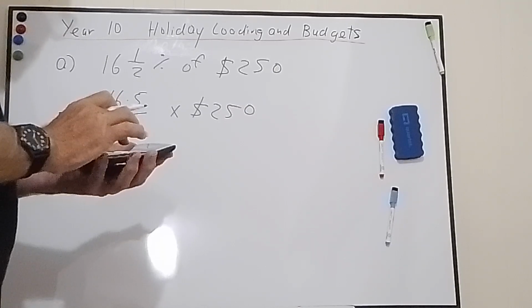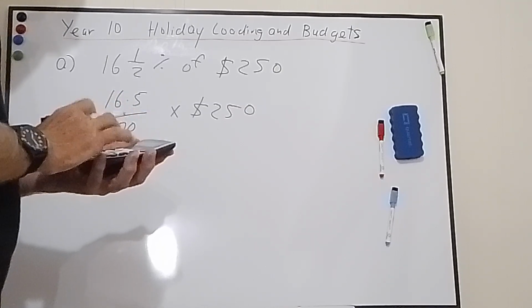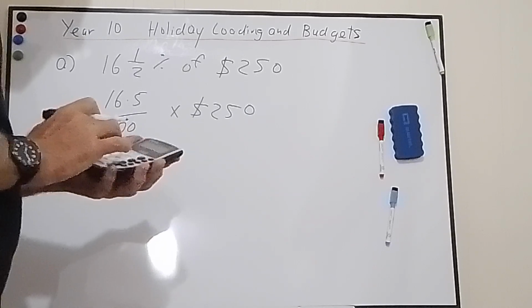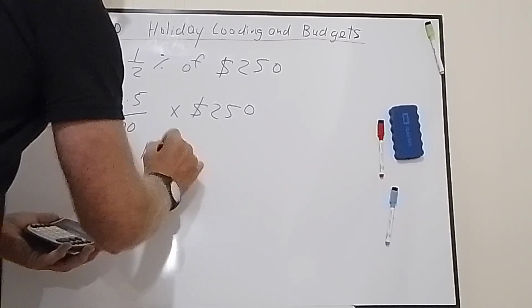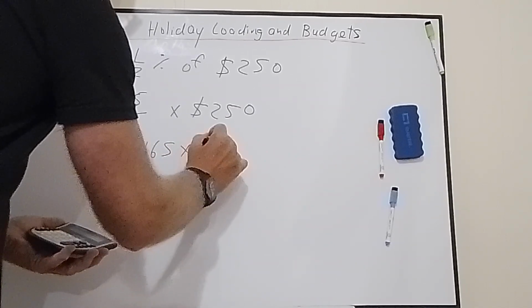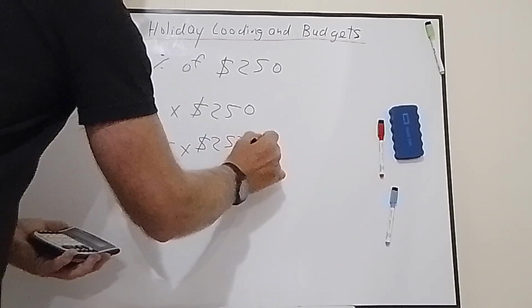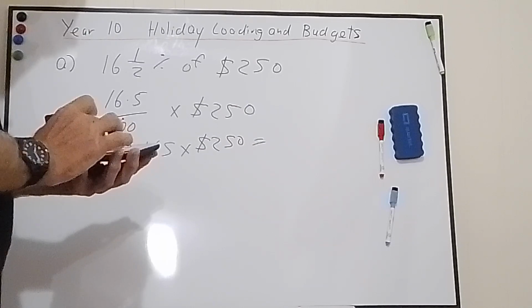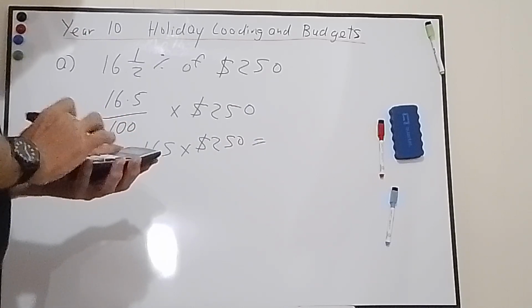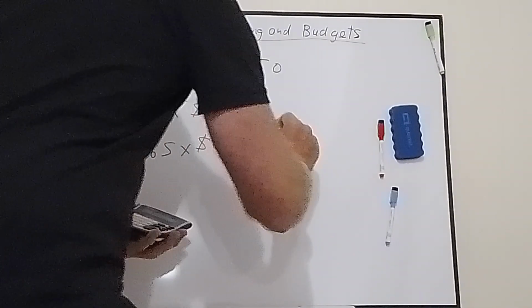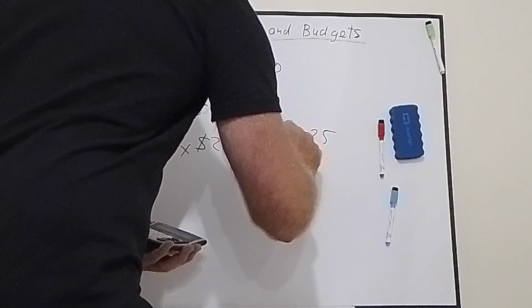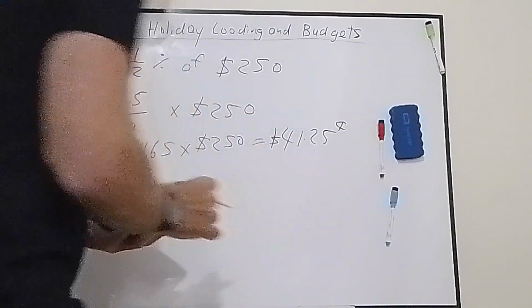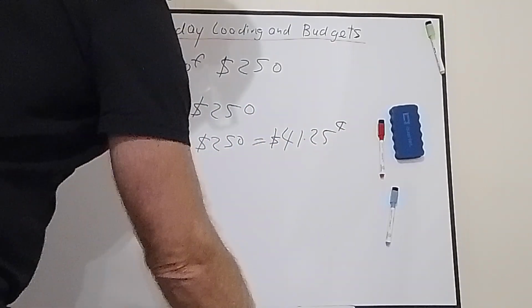16.5 divided by 100 equals 0.165, times $250 equals 41.25, or $41.25. So that's the first one.